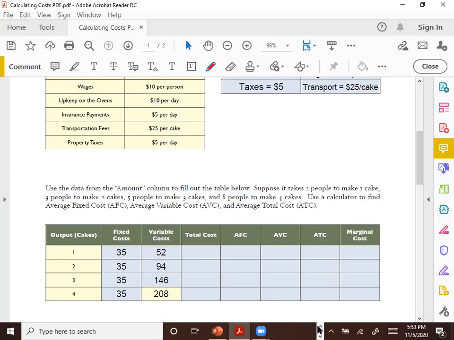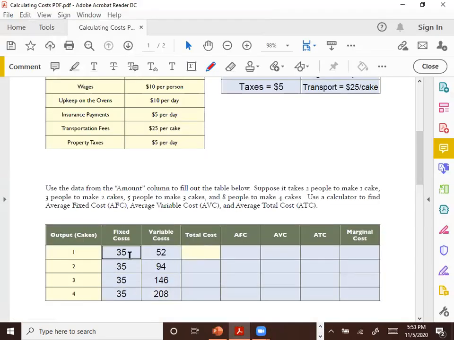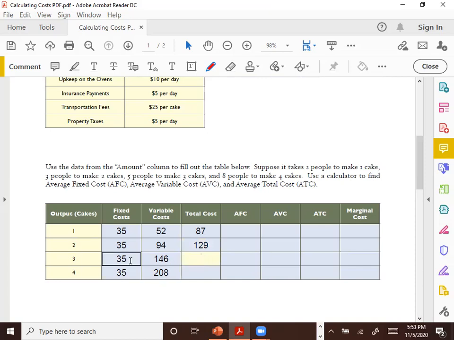So our total cost, looking at our chart, total cost is variable cost plus fixed costs. So that's 35 plus 52, that's going to be 87. 35 plus 94, that's 129. 35 plus 146, that's going to be 181. And 35 plus 208, that's going to be 243. Make sure I'm doing my math right.